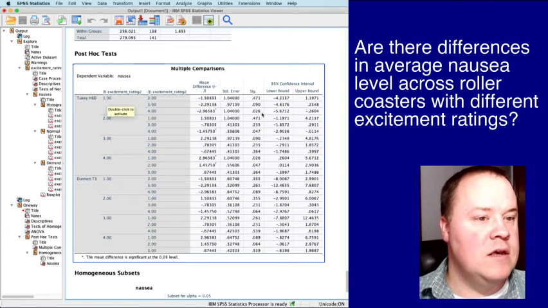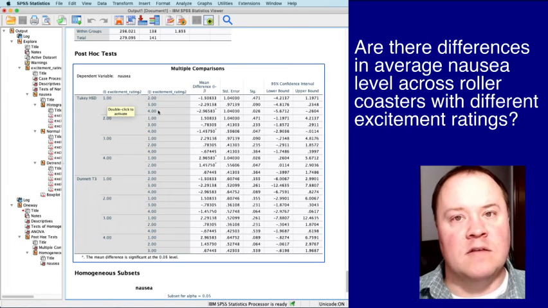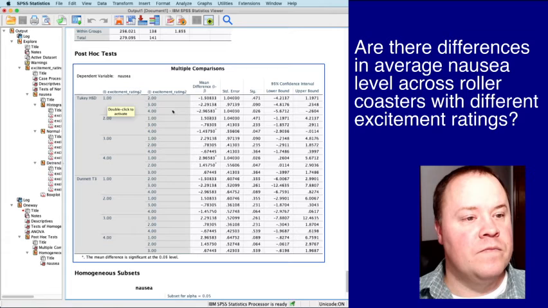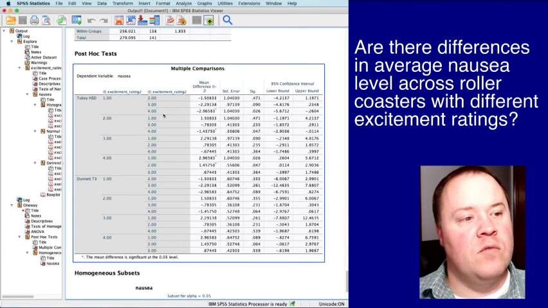And we see a statistically significant difference between low and very high excitement, with the very high group having more nausea in this case. And right here you can see the mean difference, so it's subtracting the nausea rating for 1 minus the nausea rating for 4, which gives a negative value. So the nausea rating for 4 is higher by almost 3.